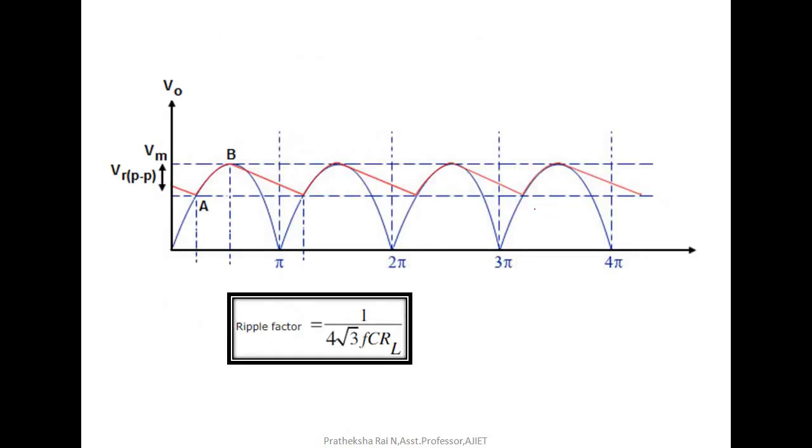Okay, and surely it has reduced the ripple in this way. So the ripple factor, it is a big derivation, but you just understand this. Ripple factor for full wave rectifier is 1 by 4 root 3 FCRL, where F is the frequency, C is the capacitance, RL is the load resistor value. And in case of half wave rectifier, it is 1 by 2 root 3 FCRL. Now if you understand this working properly, the next one is still more simpler.